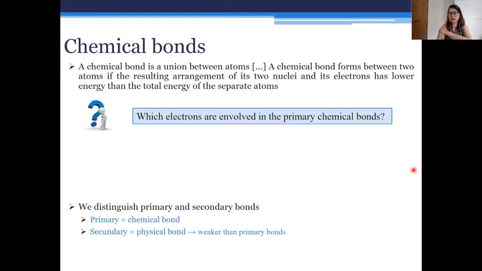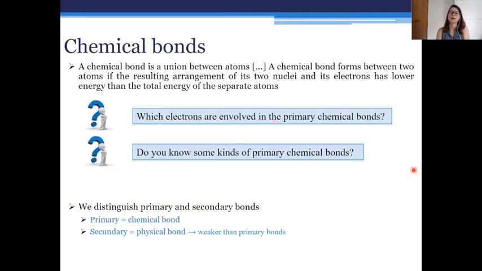We wonder which electrons are involved in the primary chemical bonds. I think it's quite clear from the descriptions that we made of the electron configuration of the atoms and what is the more stable electron configuration. We say that it involves the valence electrons that are going to be given or gained by the atom. So it is given to the neighbor atom, or it is gained from the neighbor atom, and it creates this chemical bond.